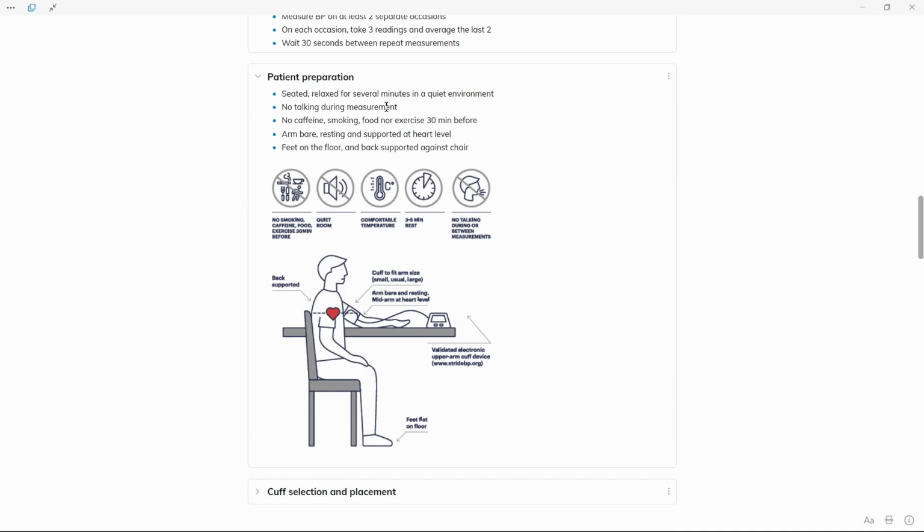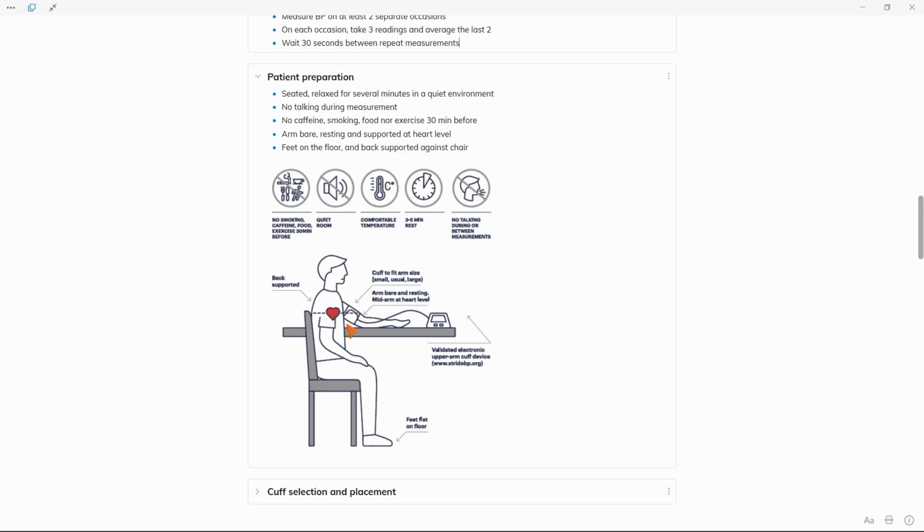To prepare the patient for a blood pressure measurement, they need to be seated and relaxed for several minutes, 2 to 3 minutes in a quiet environment. That's usually not very possible when you only have 15 minutes with the patient. You're oftentimes just rushing and wanting to measure their blood pressure straight away. But ideally, the patient needs to be seated, relaxed, several minutes in a quiet environment.